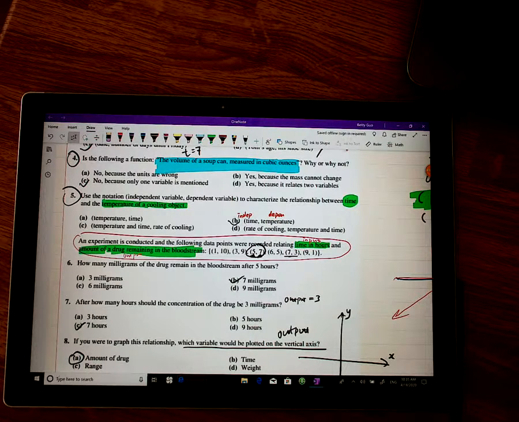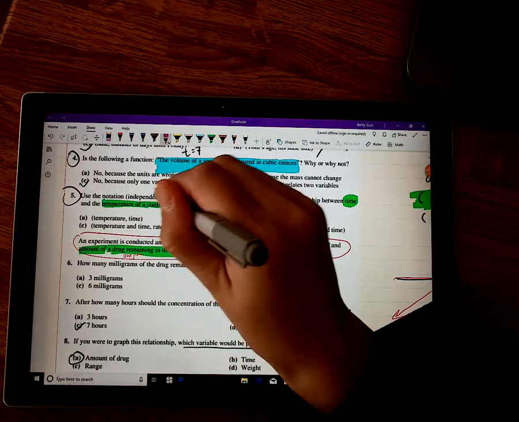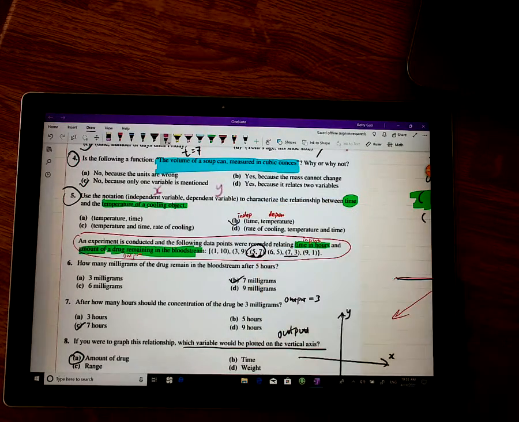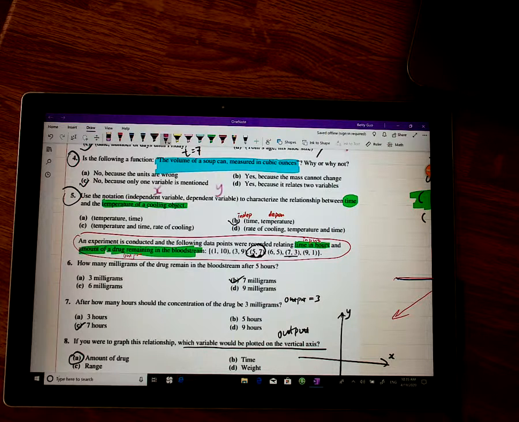Number 5, use the notation. The notation is an ordered pair. The first component is the independent variable. Remember, it's x. The second component is the dependent variable, which is y. To characterize the relationship between time and the temperature of a cooling object.